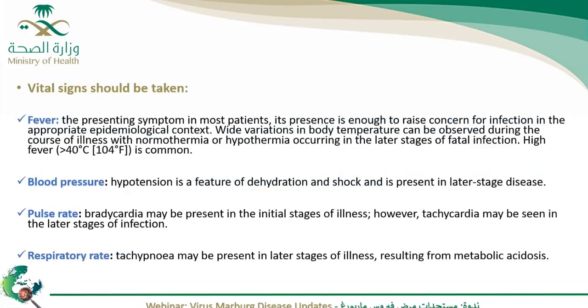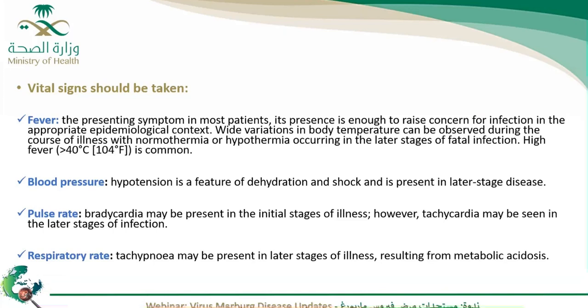Vital signs should be taken. Fever is very important because it is the persisting symptom in most patients. Its persistence is enough to raise concern for infection in the appropriate epidemiological context. While variation in body temperature can be observed during the course of illness, from normothermia or hypothermia occurring in the late stage of a fatal infection, a high fever of more than 40 degrees is common.